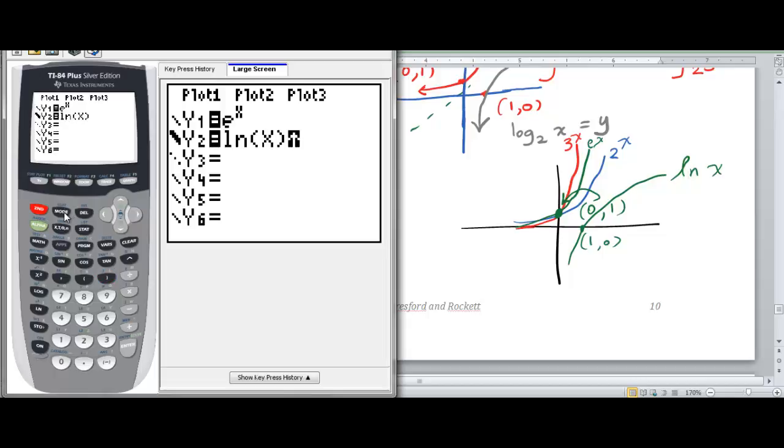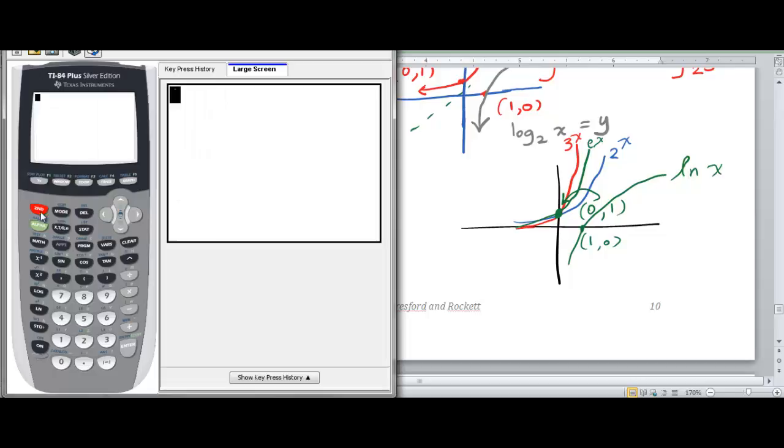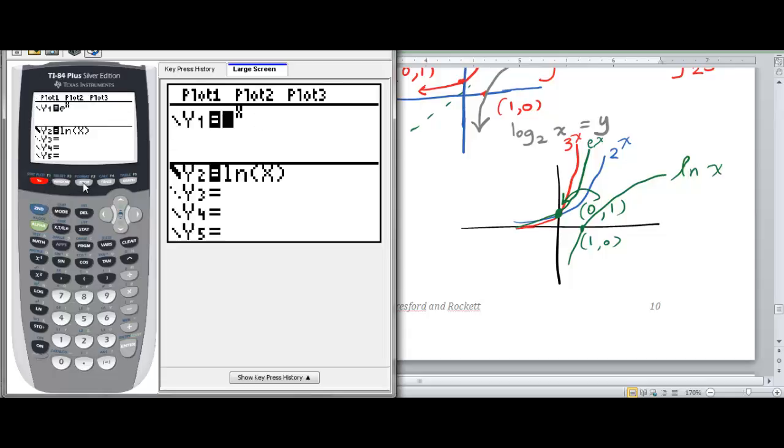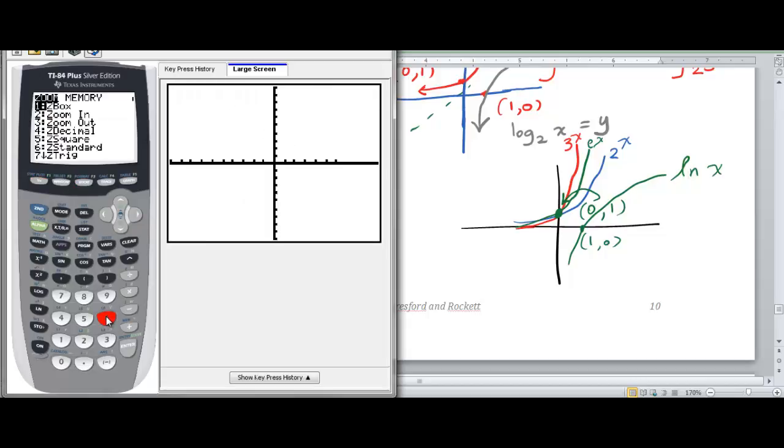So let me show you that. 2.71828. Okay. And then we graph e to the x and natural log of x. So natural log of x will be dark ink. Let's do zoom 6, and you can see there's e to the x, there's ln x.